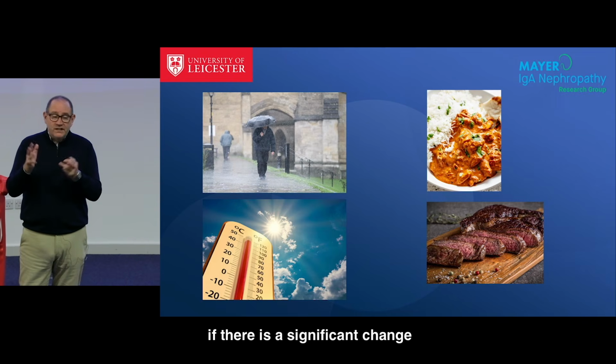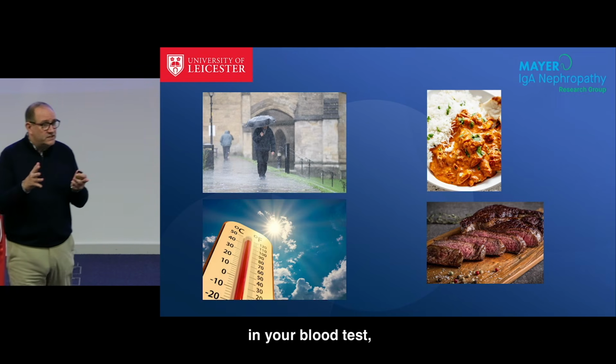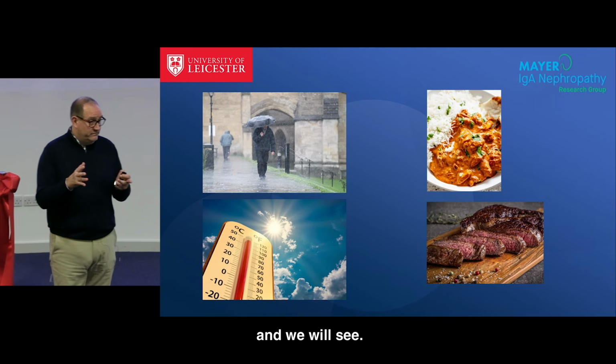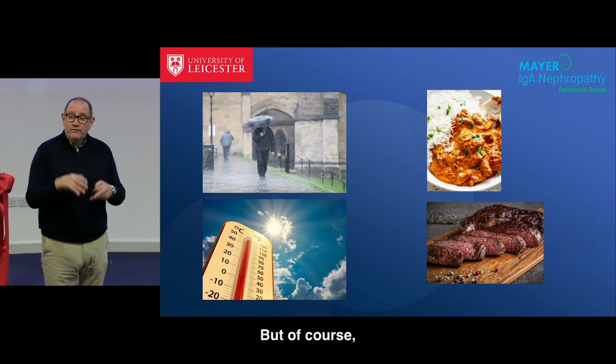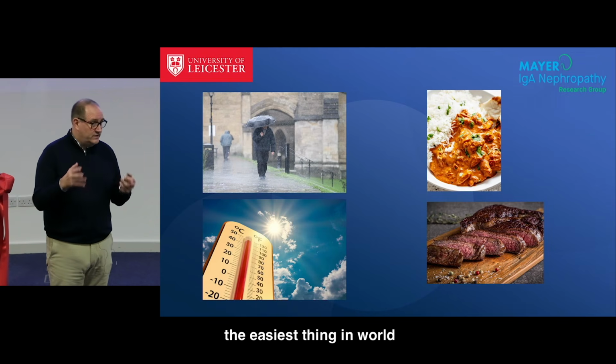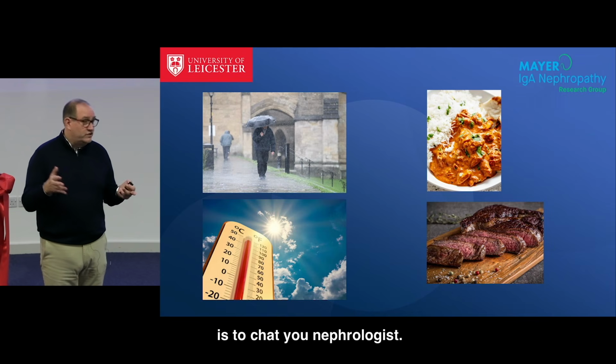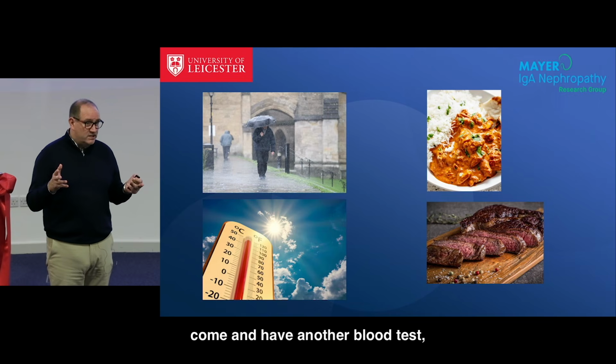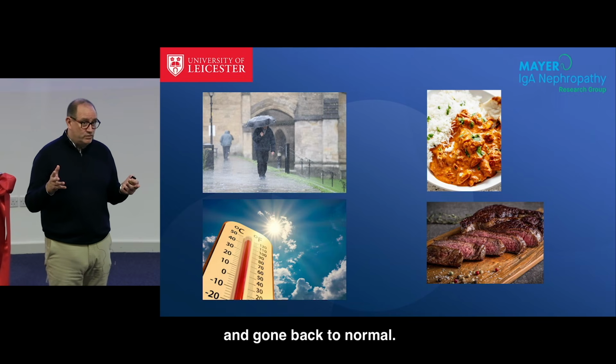And the bottom line is, if there is a significant change in your blood tests, your nephrologist will be informed because the lab will generate an alert and we will see. But of course, if you are concerned, the easiest thing in the world is to chat to your nephrologist. And the easiest thing in the world for me to do is just say, come and have another blood test because it's likely to have changed and gone back to normal.